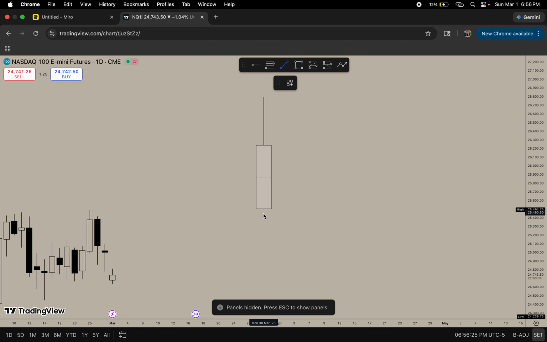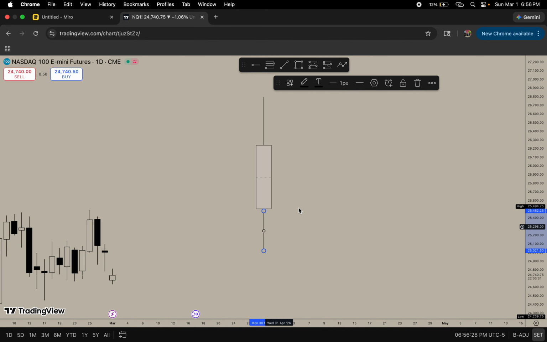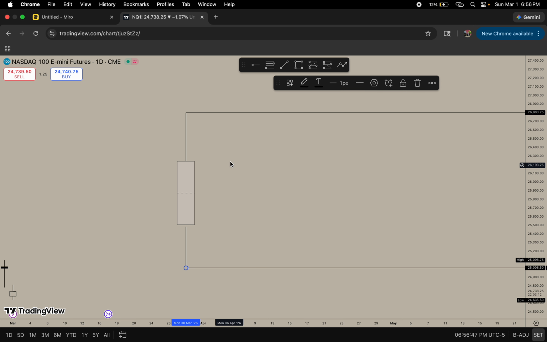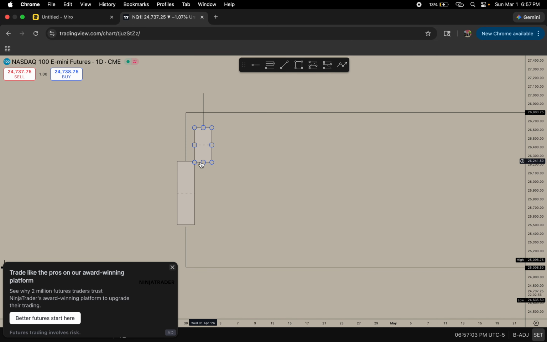Candle opens high. Next, say this is our day. Candle opens high. Next candle for the next day. Price closes here. We have this high, we have this low. We have price right here. Price wicks above.